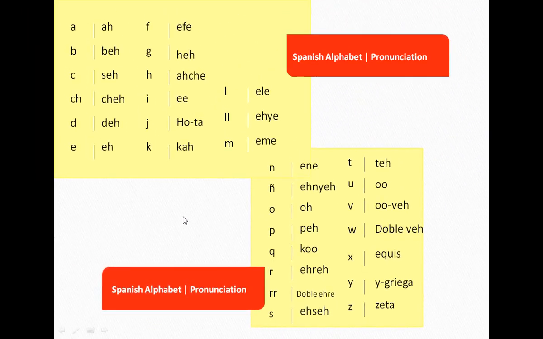Now most of the alphabets in Spanish have a single sound. There are just a few of them which have more than one sound, which we'll see in a little while.